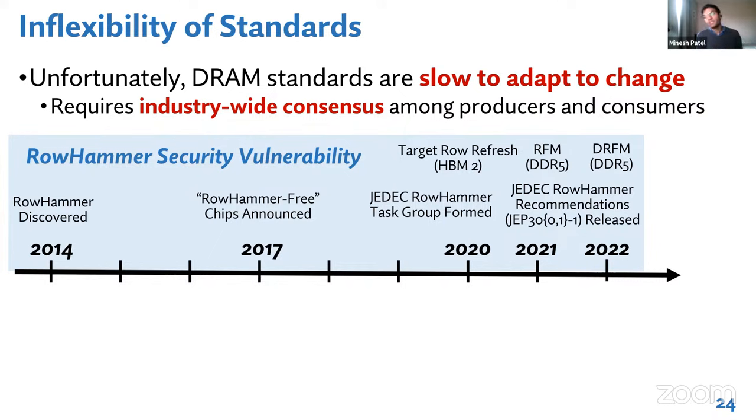But it's taken many, many years for industry to adopt measures to actually start addressing the problem. So in 2017, we started seeing the first DRAM chips put out by producers that were marketed as RowHammer free. In the recent past couple of years, we've seen more activity from the industry essentially to start addressing this problem, including some specifications that have been released and discussions in newer standards. But even today, we don't have fully secure solutions to RowHammer despite ongoing research for this entire time period.